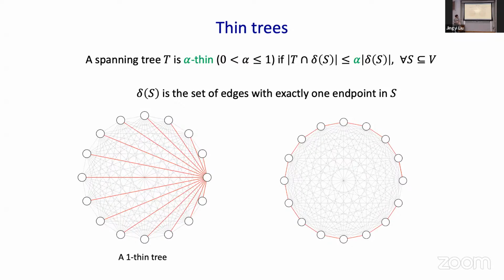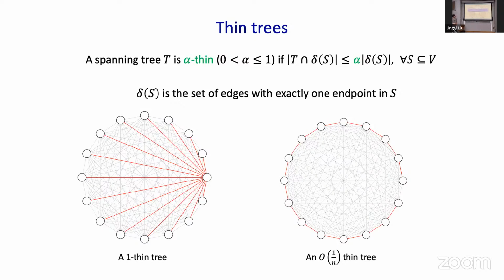On the right it's much more difficult to see what the thinness is, but does anyone have a guess for the smallest alpha we can choose on this graph? 1 over n, yeah, thank you. So this is 1 over n, and actually in general, we don't even know how to check the thinness of a tree in polynomial time. So this was a bit mean for me to ask you, but it is true that this is a 2 over n thin tree.